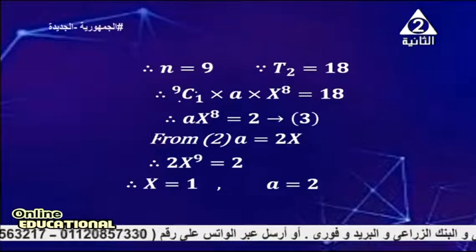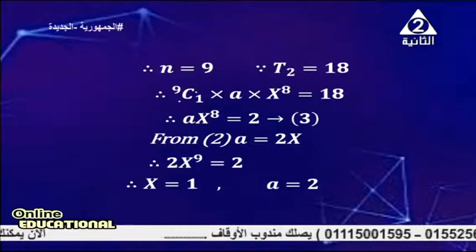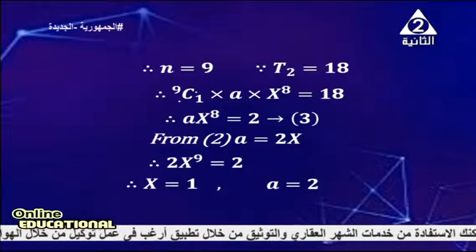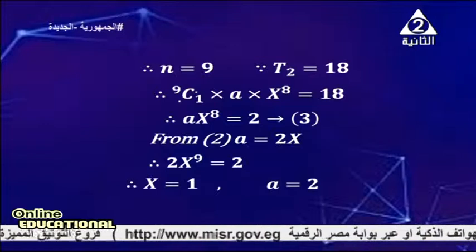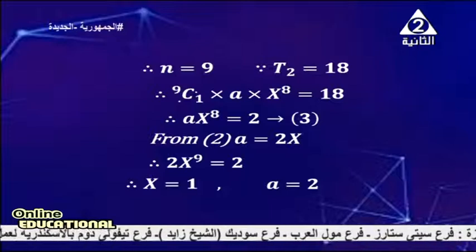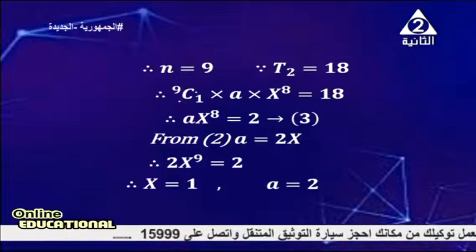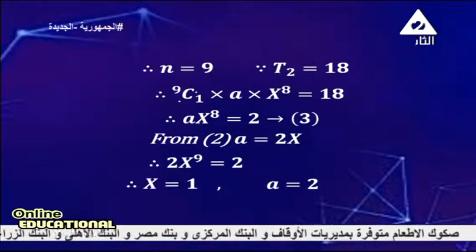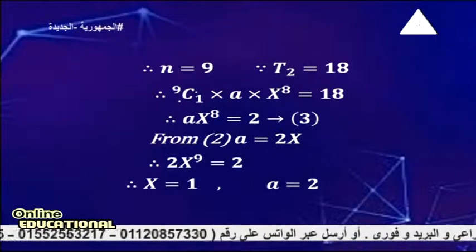From equation 2, we know a equals x. By substitution, 2x to the power 9 equals 2. Then we deduce that x to the power 9 equals 1, then x equals 1. After that, by substituting x equals 1 in equation 2, a equals 2. Then n equals 9, x equals 1, a equals 2.